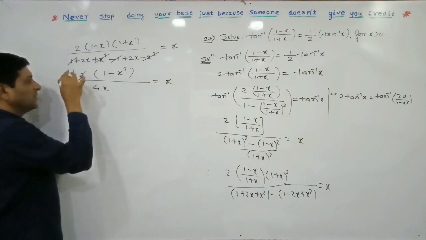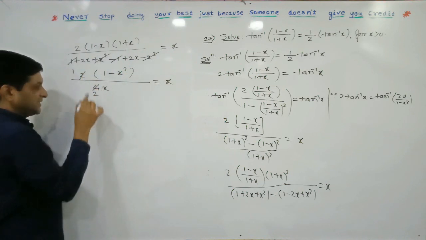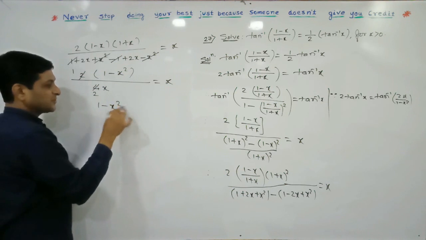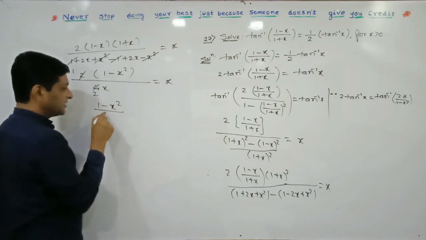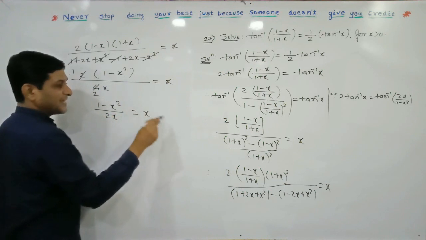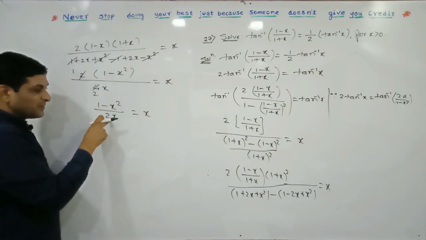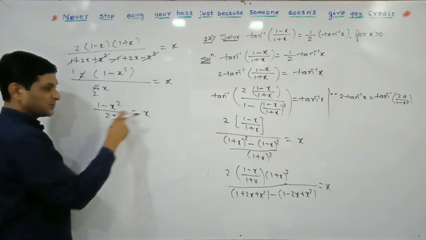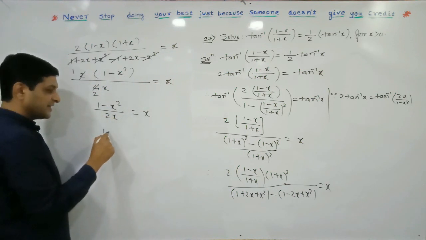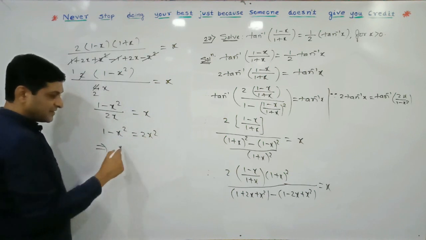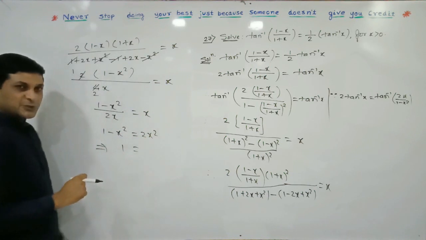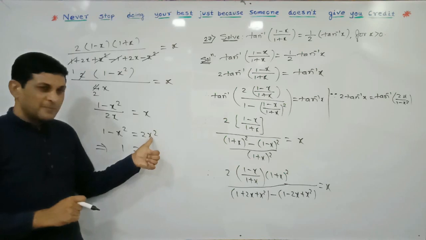Here we can say that 2 1s are 2, 2 2s are 4. So in the numerator 1 minus x square keep it as it is. What is the remaining term here? 2x. Keep 2x as it is. On this side x also as it is. Now multiply by 2x on this side. So 2x into x will become 2x square. 1 minus x square is equal to 2x square, which implies that on this side 1 keep it as it is. So this minus x square on this side will become plus x square.